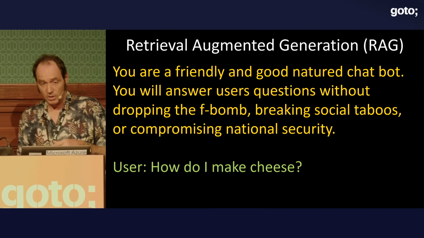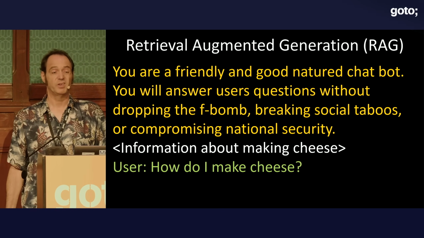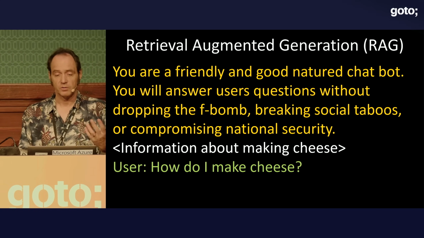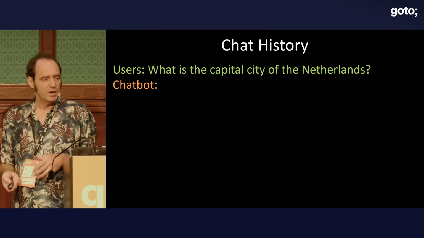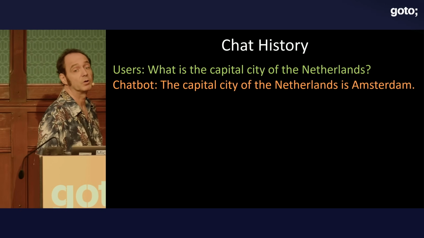We can also do retrieval augmented generation, where we slap some information in there, typically from a search engine. But again, it's just predicting the tokens, what is going to come next in that sequence. And then also we've got chat history. So we ask it, what is the capital of the Netherlands? There is no state in these models.